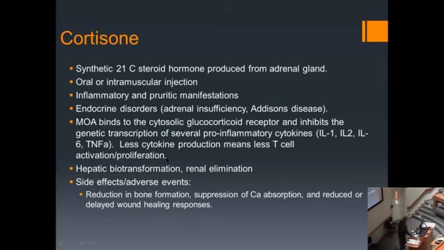Cortisone has hepatic bile transformation if it's orally administered, and it's also got renal elimination. And the side effects and the adverse effects include reduction in bone formation, suppression of calcium absorption. So what does that tell you? It's got a little bit of mineralocorticoid activity, right? Because these are all essentially glucocorticoids in this particular portion of the lecture.